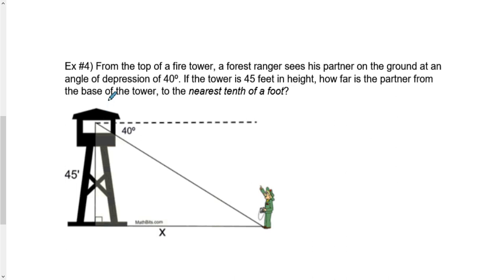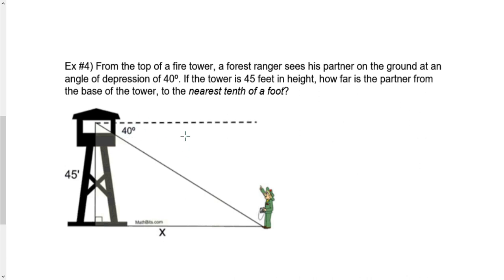Our last example is that from the top of a fire tower, a forest ranger sees his partner on the ground at an angle of depression of 40 degrees. If the tower is 45 feet in height, how far is the partner from the base of the tower to the nearest tenth of a foot? Well, here's a few great things.